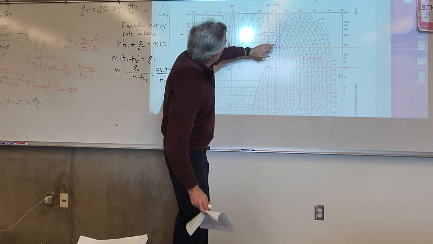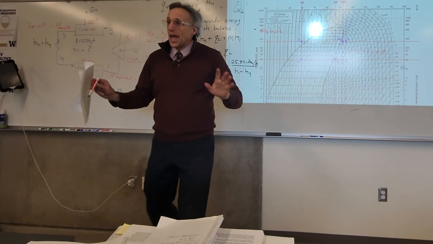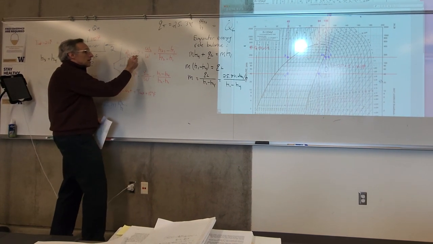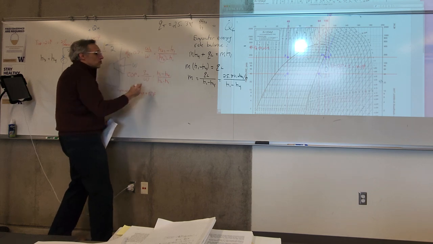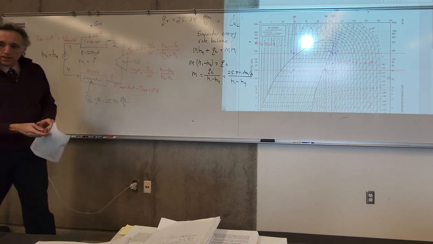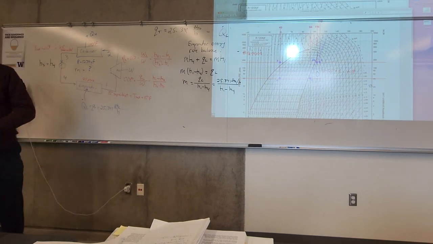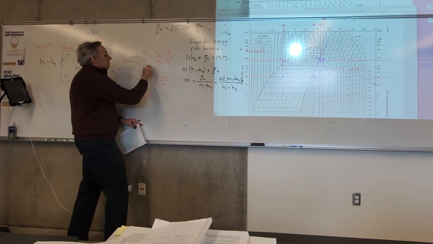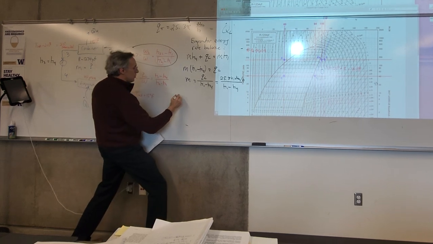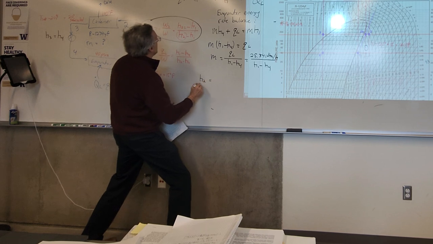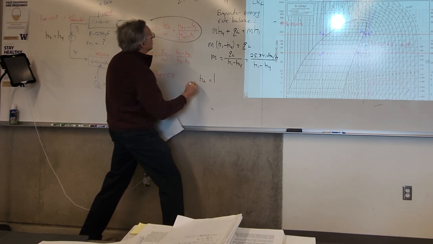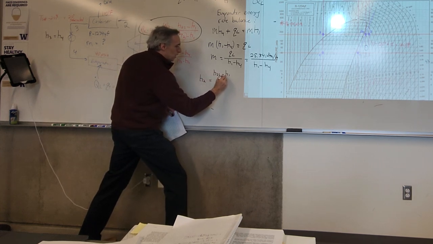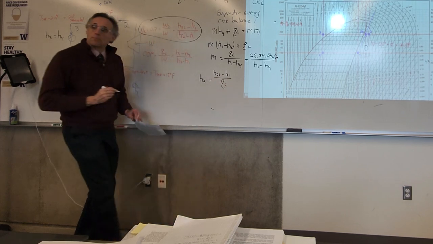So that's 105. Now, how do I get the actual enthalpy at 2? Well, I use my isentropic efficiency and I solve for H2. Do you remember this from thermo? Probably, maybe you remember. Might come back. So, this is going to give me H2. So, solving for H2, we get H2 equals H1 plus (H2S minus H1) over the isentropic efficiency, right?